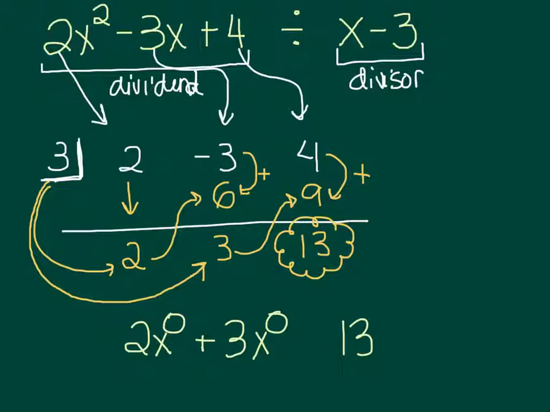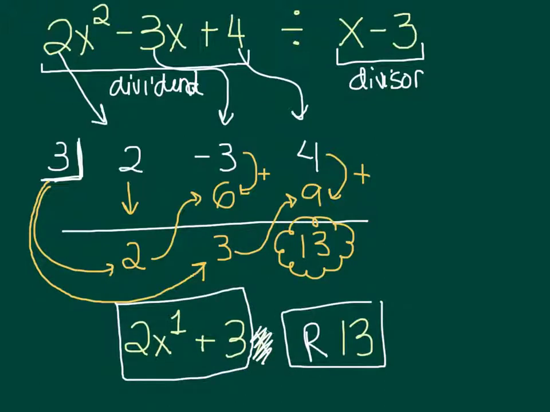What you're going to do, let me erase those circles, is look at the exponent originally of the dividend. So it was a 2. Now I'm going to subtract 1, and I put that on my first term. And then I go down from there. So my next term would have to get a 0, which actually can just go away, because I know that anything to the 0 is 1. And then my 13 is going to be my remainder. So my answer, my quotient, is actually 2x to the first, or you can leave out that one, plus 3, with a remainder of 13.